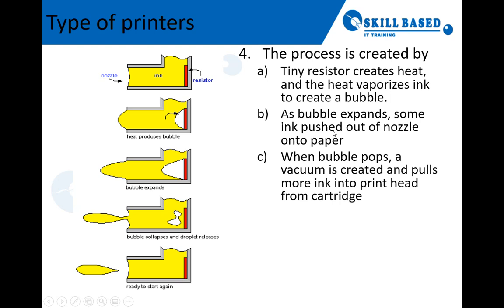As the bubble expands, becoming bigger and bigger, it pushes the ink out of the gun exit. When the bubble pops, a vacuum is created, and because of the vacuum it also refills ink from the reservoir to prepare for the next fire, pulling more ink from the cartridge to the print head. This is how the thermal DOD works.